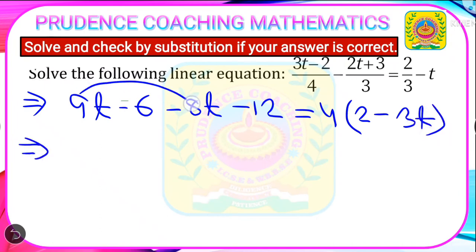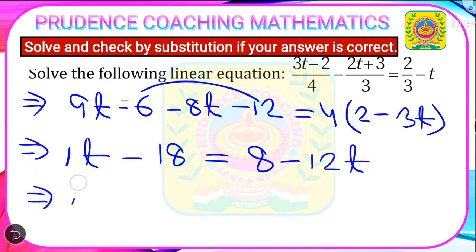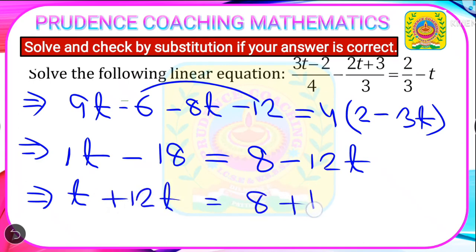So 9t minus 8t you will get 1t. So here you are getting 1t. Minus 6 and minus 12 will give you minus 18 equals to 4 into 2 you will get 8. 4 into minus 3t you will get minus 12t. Now we need to take all the variable on the left hand side, that is t. 1t means t plus 12t equals to 8 plus 18. So 8 plus 18 will give you 26, and here you will get 13t.